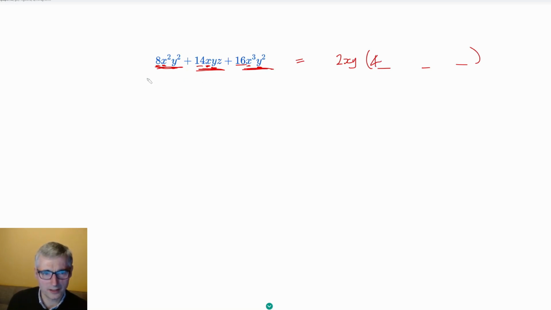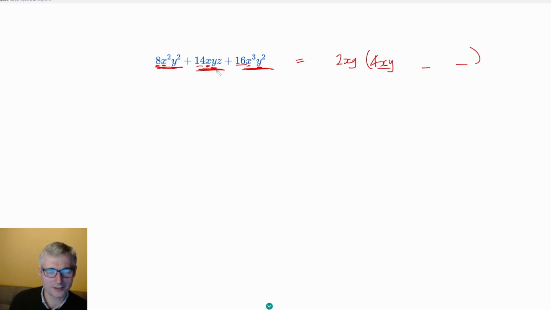Then we need to get an x squared, and we've currently got an x at the front. So we need to multiply that x by another x to get to x squared. And then we've got a y at the front, but we need to get to y squared. So that means we've got to multiply the y by another y. So that's 4xy there.